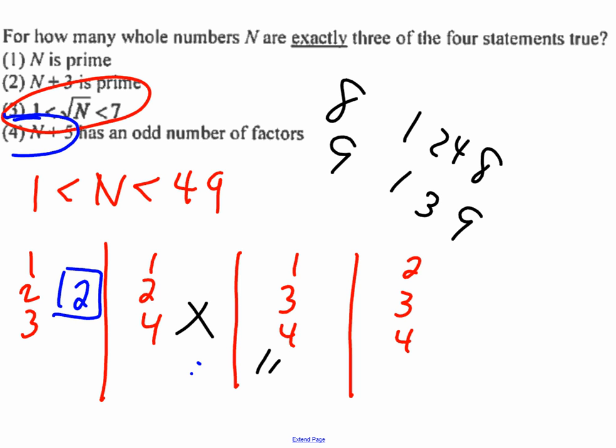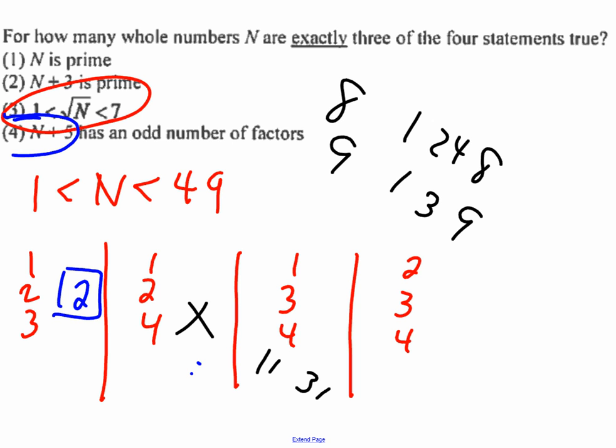My next perfect square is 36. 36 minus 5 is 31. 31 is a prime number, that's going to work. And then my next perfect square is 49, but it has to be between 1 and 49, so I'm done. So there's exactly 2 numbers that will work if those 3 statements are true. Then I need to look at the last statement.